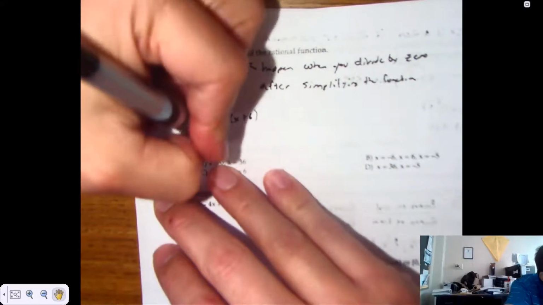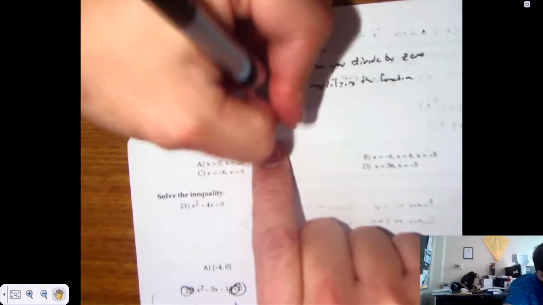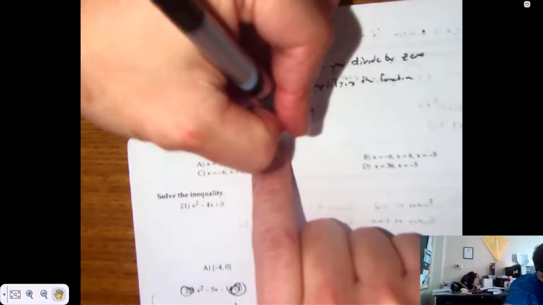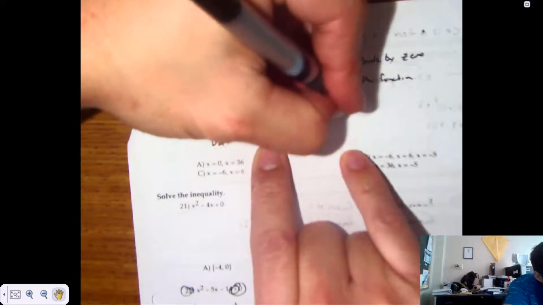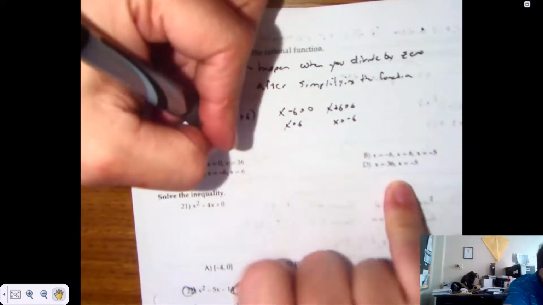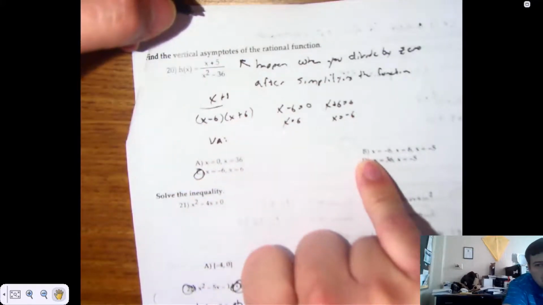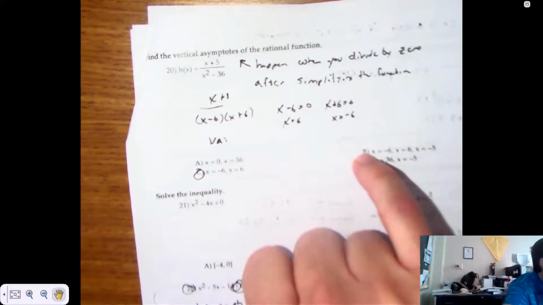So my vertical asymptotes, again, we're thinking about dividing by 0. We're literally thinking x minus 6 equals 0, x equals 6, or x plus 6 equals 0, x equals negative 6. Anyways, that is choice C. Don't be the kid who picks B. Don't be that kid.